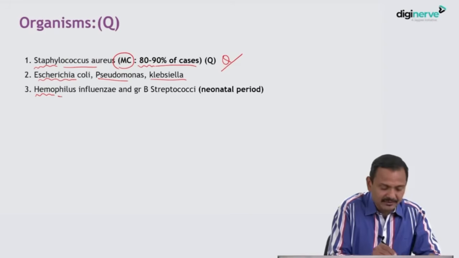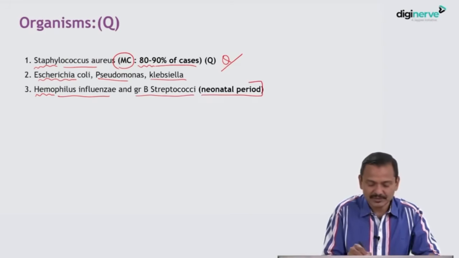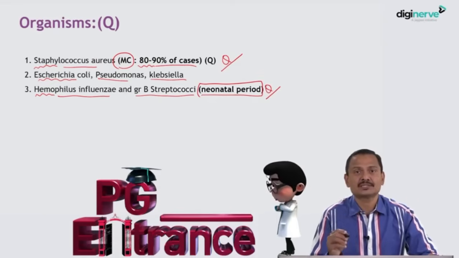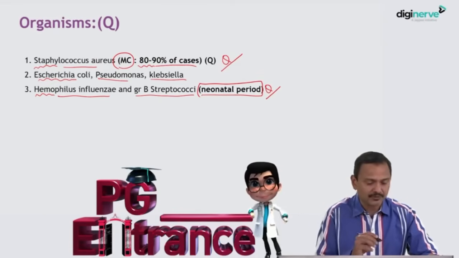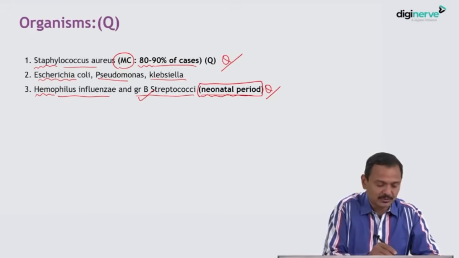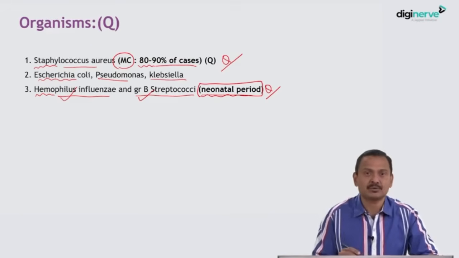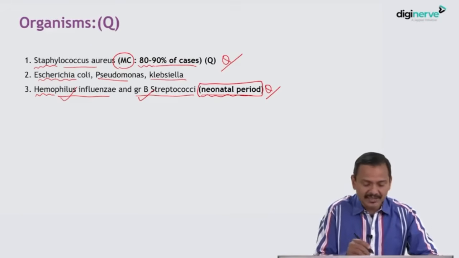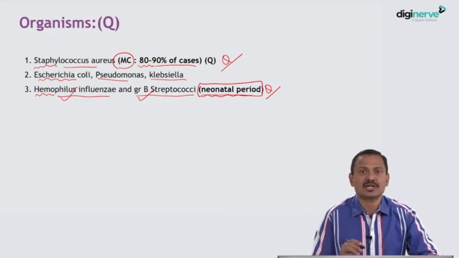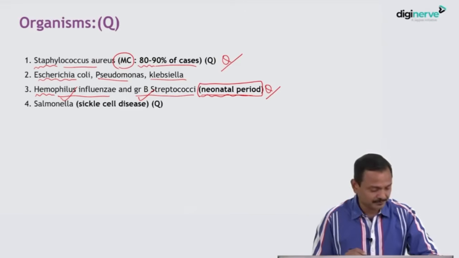Now, though rare, Haemophilus influenzae and group B streptococci are more common in the neonatal period. This can be a question: which organism is the commonest cause of osteomyelitis in a neonate? Then you have to look for group B streptococci or Haemophilus influenzae. Group B streptococci causes sore throat, and in pediatric patients, secondary to sore throat, there can be hematogenous transmission to the bones leading to osteomyelitis.